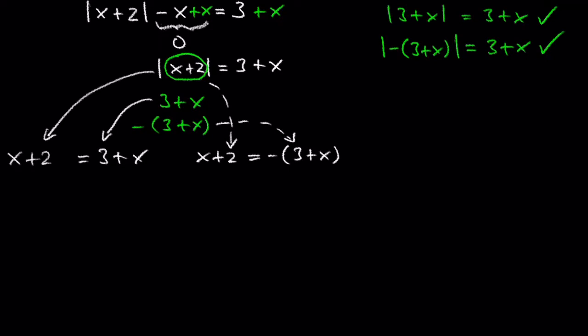Starting with the first equation, we subtract x on both sides. And we get 2 equals 3. That's wrong. This means we have no solution in this equation.